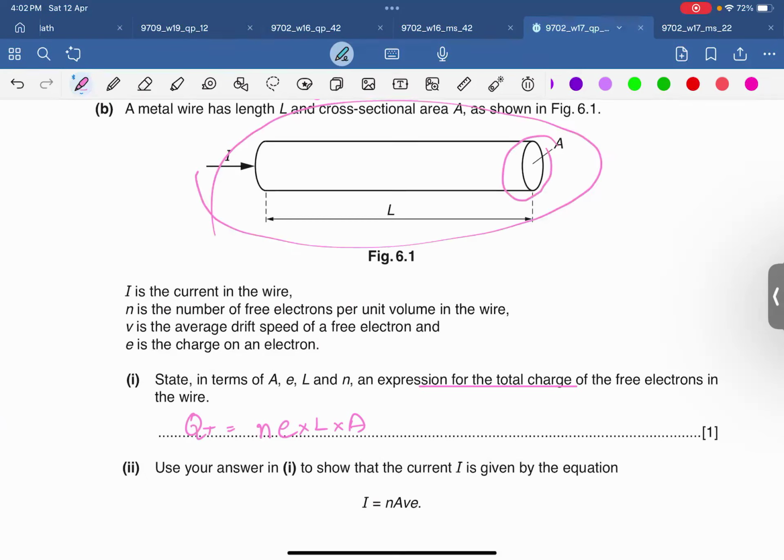Okay. If you only write NE, this only shows that you are considering a point, okay, and through that point how many charges are passing. So that would be wrong. Is that clear, guys? Yes.